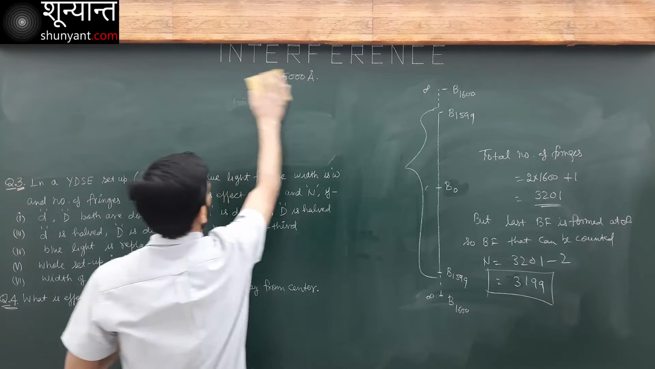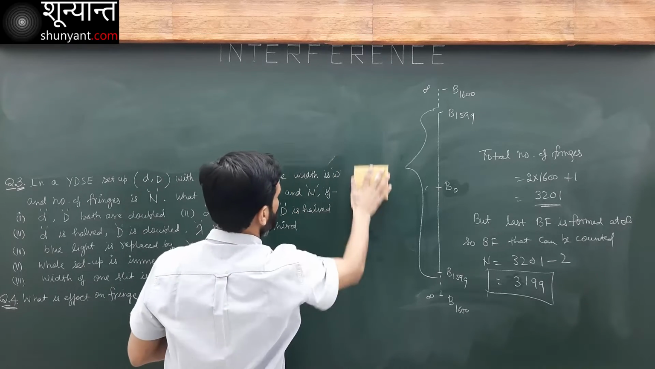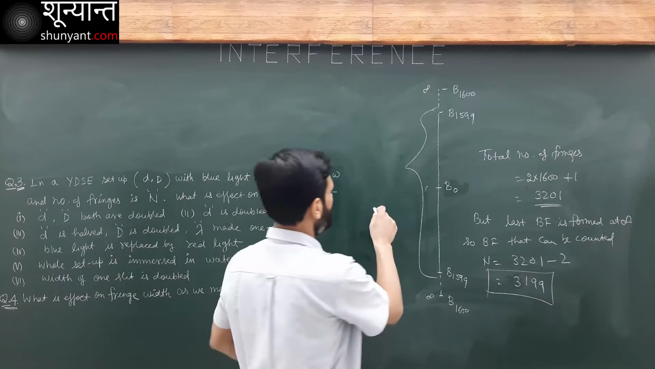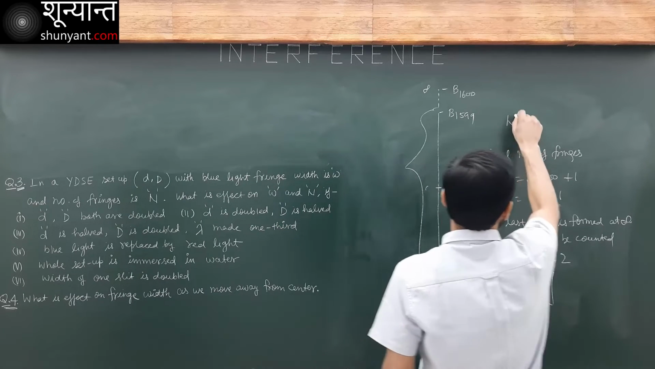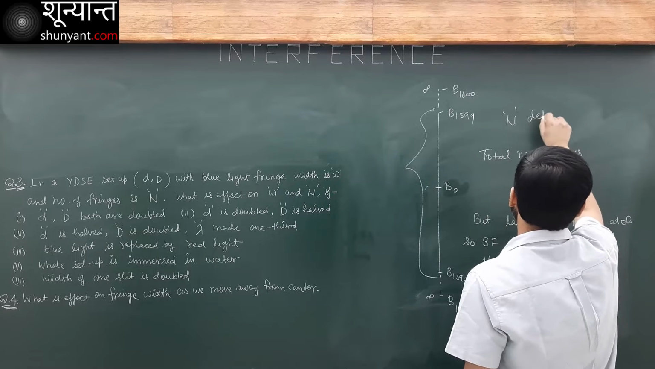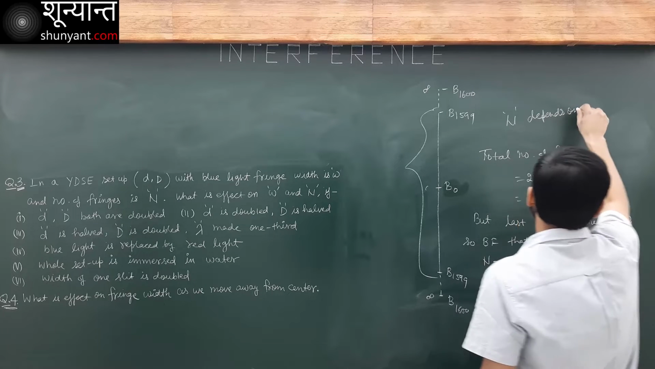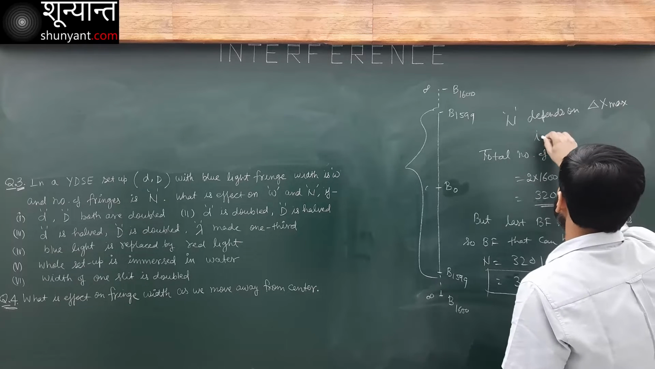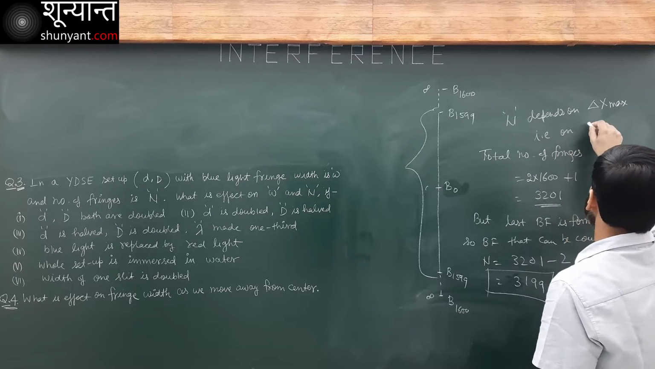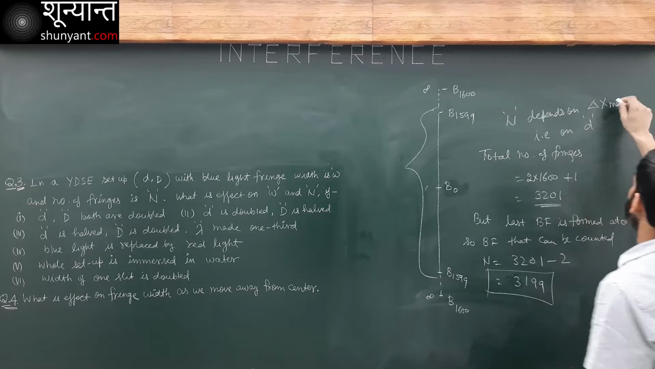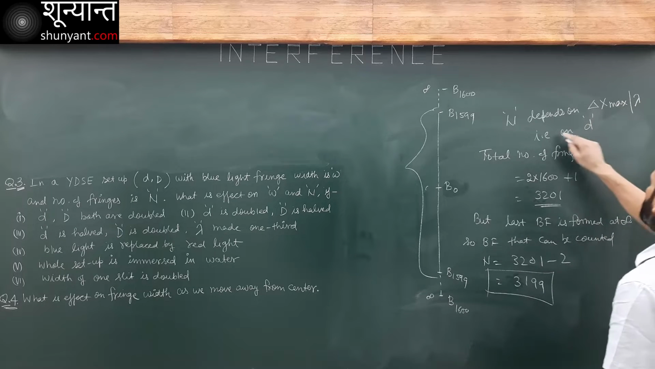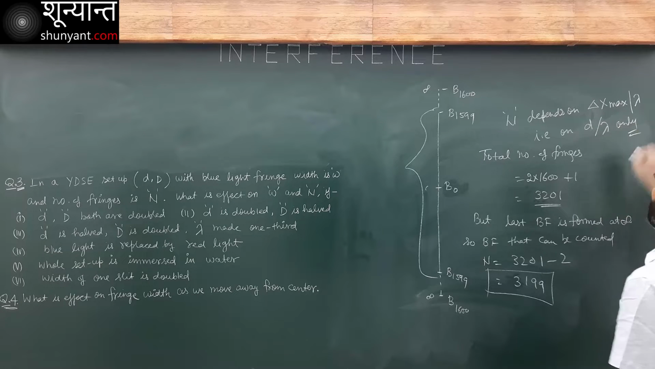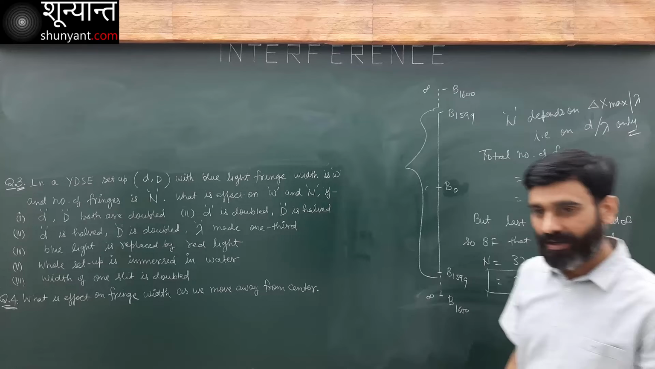Now, the second one, a very important point here. This total number of fringes n depends on delta x max over lambda, that is, on d over lambda only. It does not depend on any other variable.